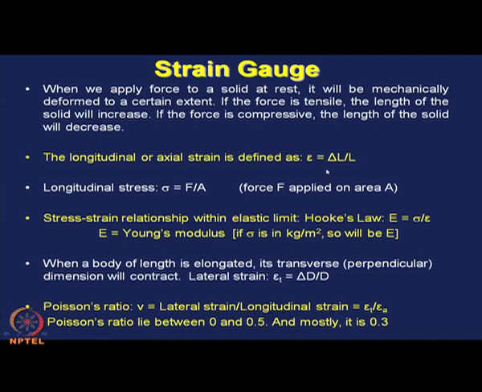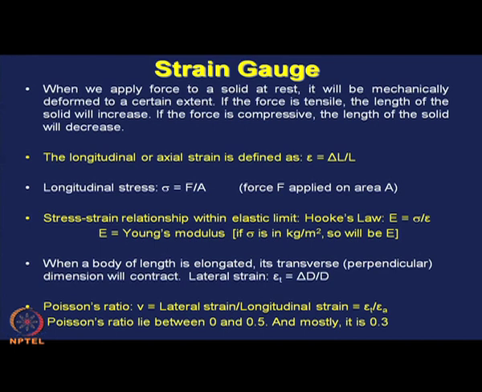Strain is unitless because it is the ratio of two lengths. So, if stress is in kg per meter square, Young's modulus will also be in kg per meter square. When a body is elongated, its transverse or perpendicular dimension will contract. We call this lateral strain, which can be represented as delta D divided by D, where delta D is the change in diameter and D is the original diameter.